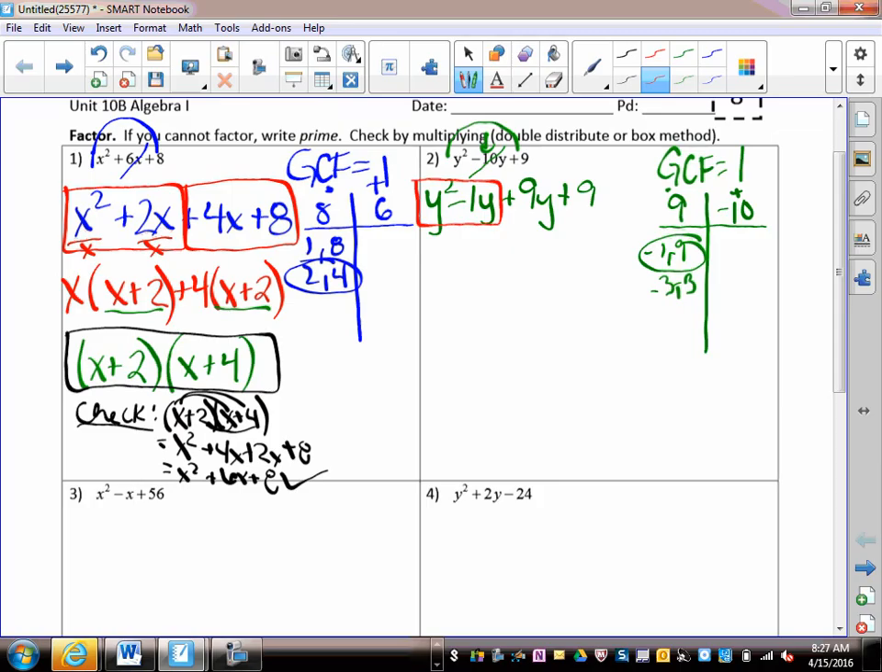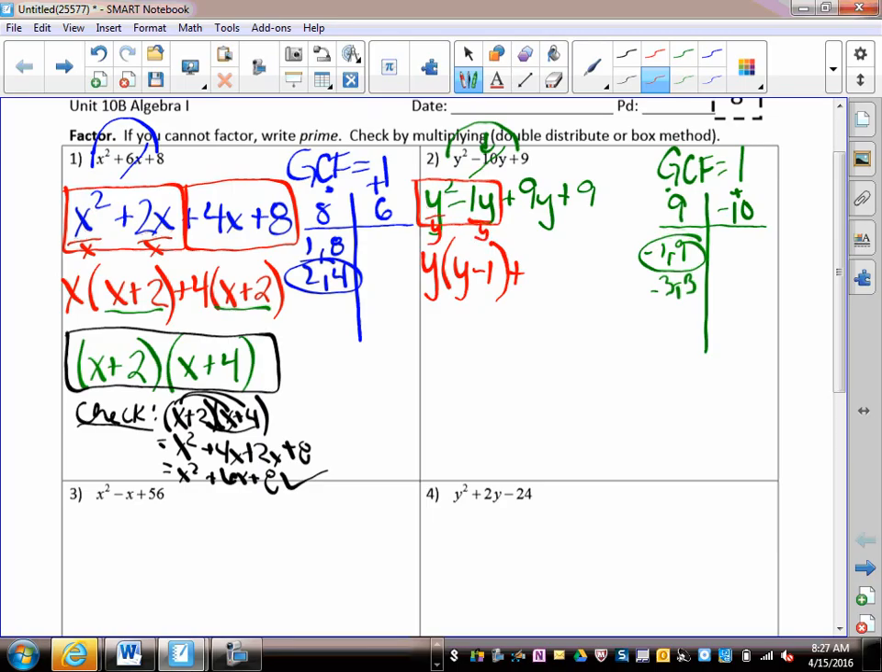Good, Y. And Jason Velasco, what's left behind? Y squared. Y minus 1. End of box, end of my parentheses, always put a plus. If that helps you out, draw your little division.